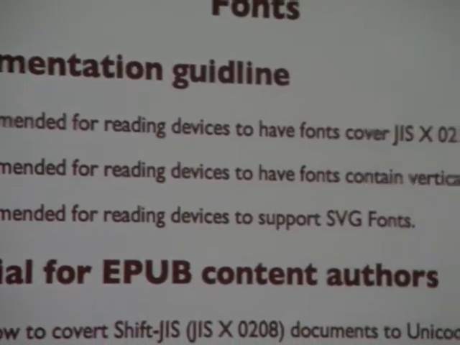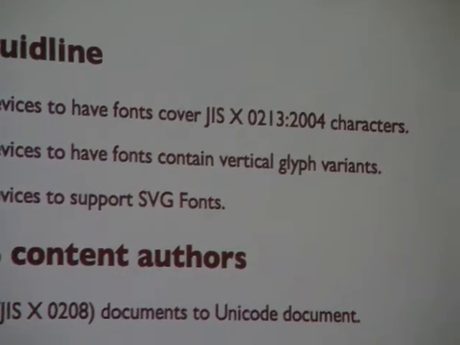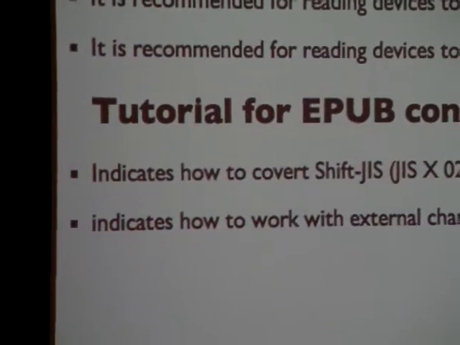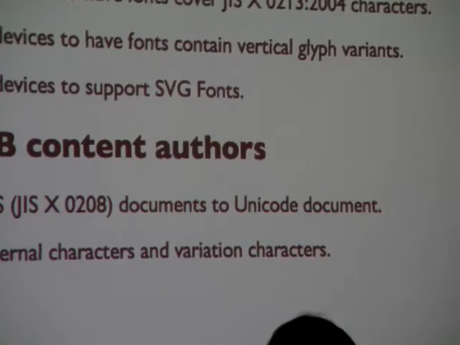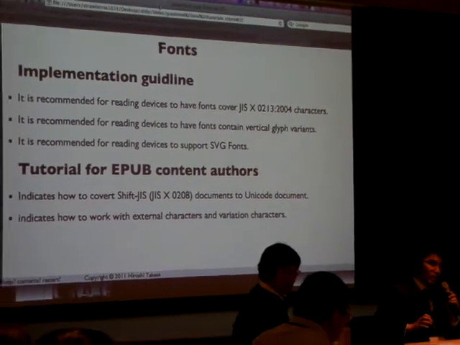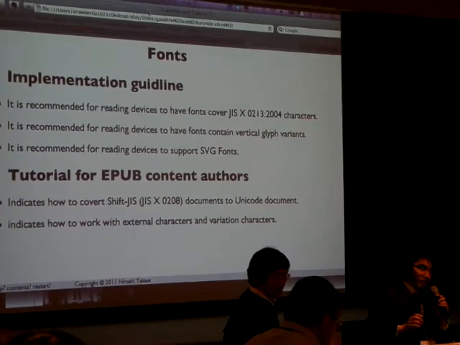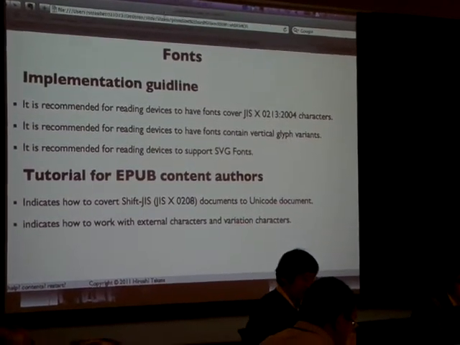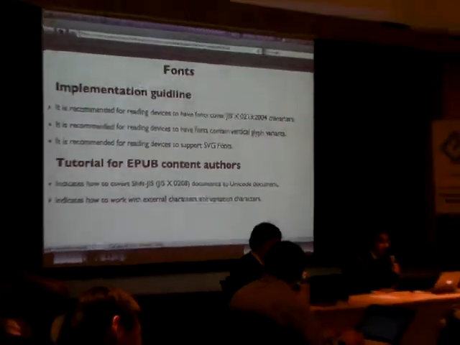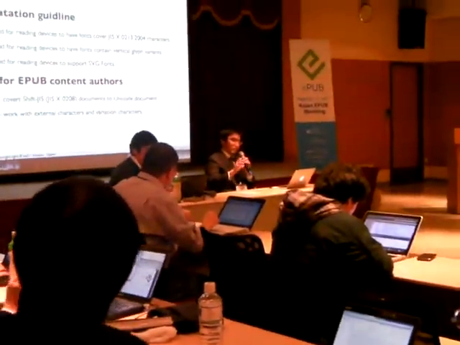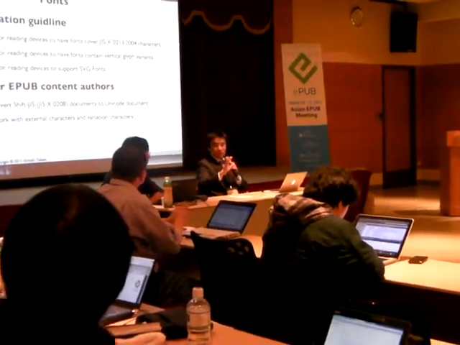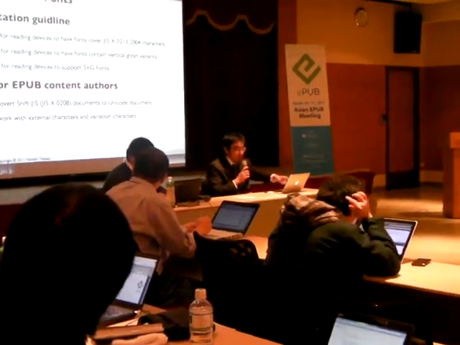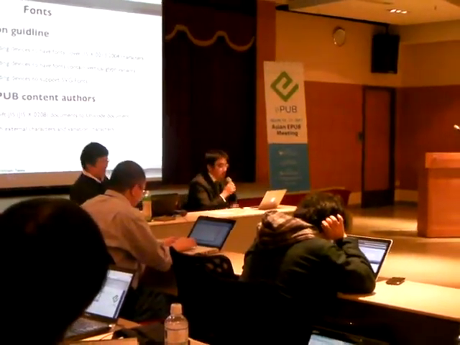In Japan, JIS X 0208 is popular, such as encoded in Shift_JIS. Most publishers have their text data in JIS X 0208, but that character set did not have enough characters, and JIS X 0213 contains more characters. It is an upper compatible character set, so a bigger character set. So the guideline recommends that reading systems have fonts covering the bigger character sets.